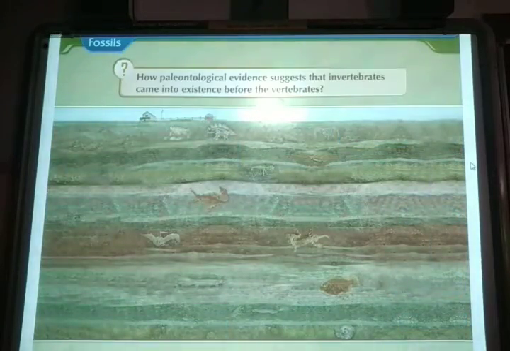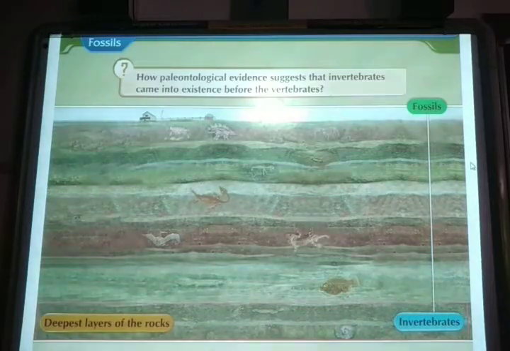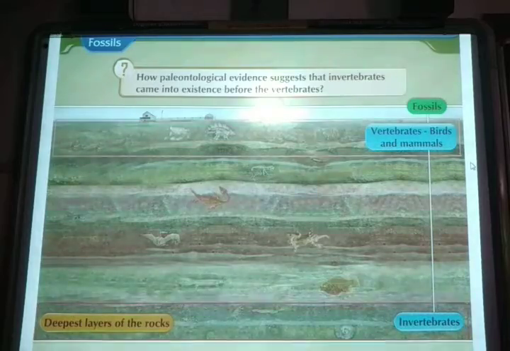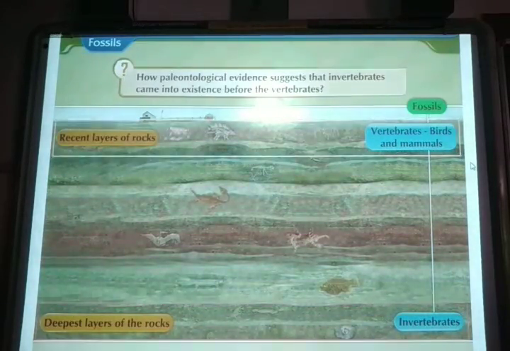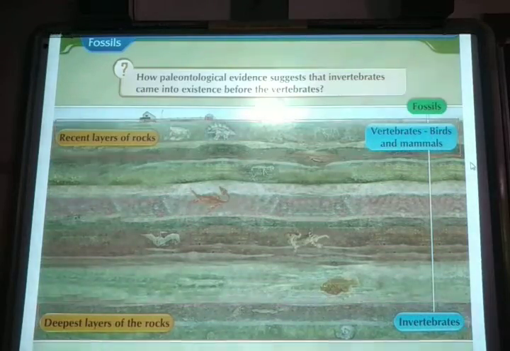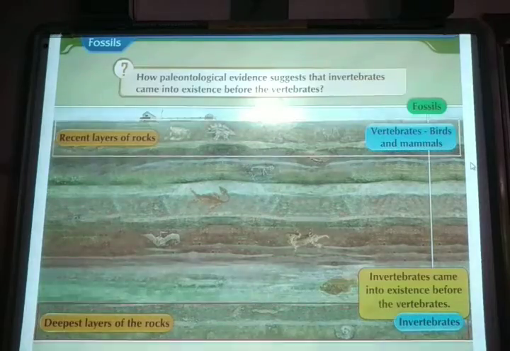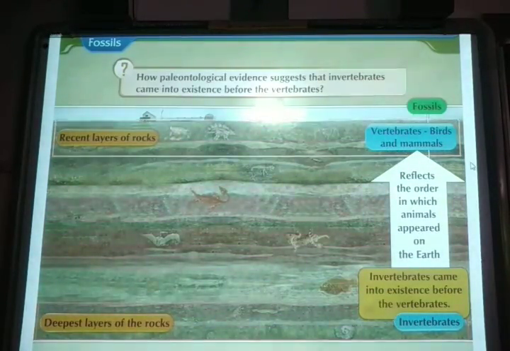Do you know how paleontological evidence suggests that invertebrates came into existence before the vertebrates? The fossils of invertebrate animals are found in the deepest layers of the rocks, whereas fossils of vertebrates, namely the birds and mammals, are found in the recent layers of rocks. This paleontological evidence suggests that the invertebrates came into existence before the vertebrates and reflects the order in which these animals appeared on the earth.